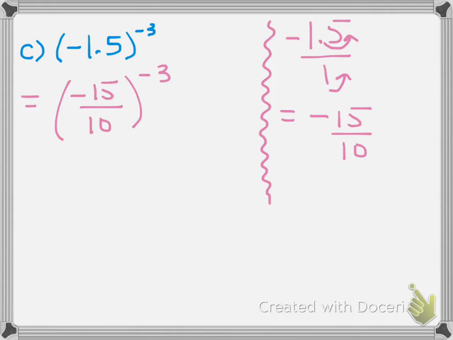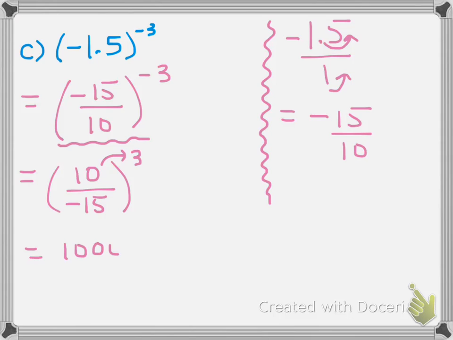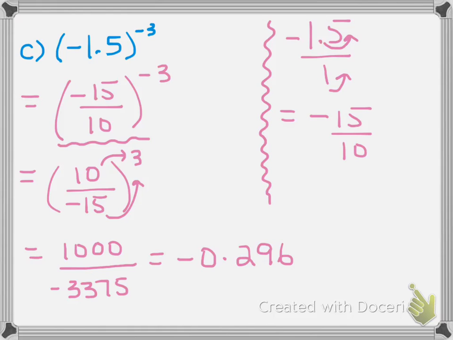Now I have to evaluate, so I need to take the reciprocal of the base, which in this case is negative 15 over 10. So the reciprocal, if I flip it upside down, would be 10 over negative 15. And my exponent, which was a negative 3, is now going to be a positive 3. So if I evaluate that, 10 cubed, so 10 times 10 times 10 is 1,000. And negative 15 cubed would be negative 3,375. So if I reduce that, I'm not going to get a nice friendly fraction, so I'll leave it in decimal form. That would give me roughly negative 0.296, and that would be our answer to that question.